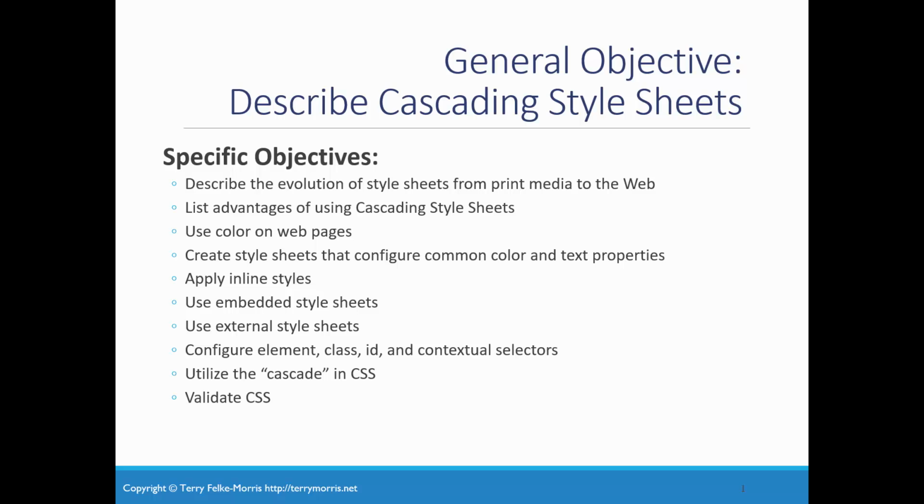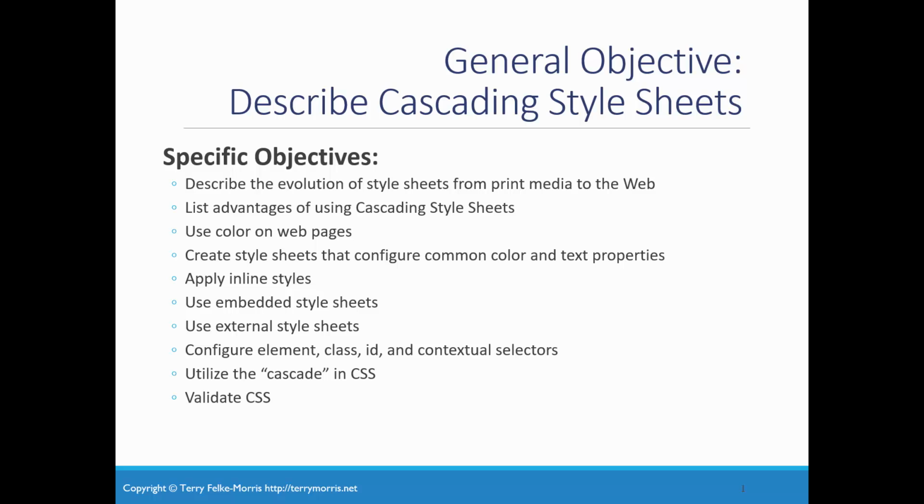I've been going over Terry Felke-Morris's Web Development and Design Foundations with HTML5, 8th edition. In particular, I've been going over the PowerPoints from the book, and I'm up to Chapter 3, which is on describing cascading style sheets. And once again, we have about 11 or so objectives.